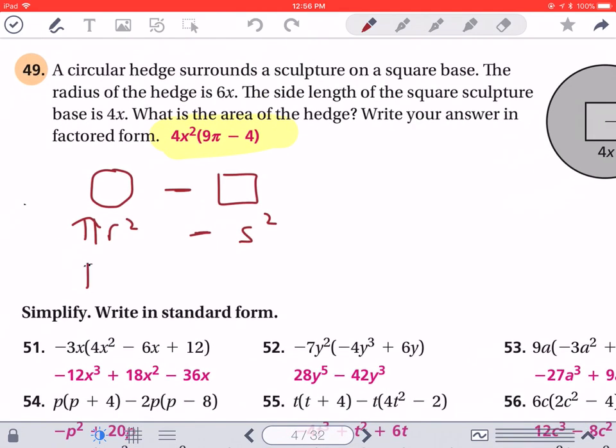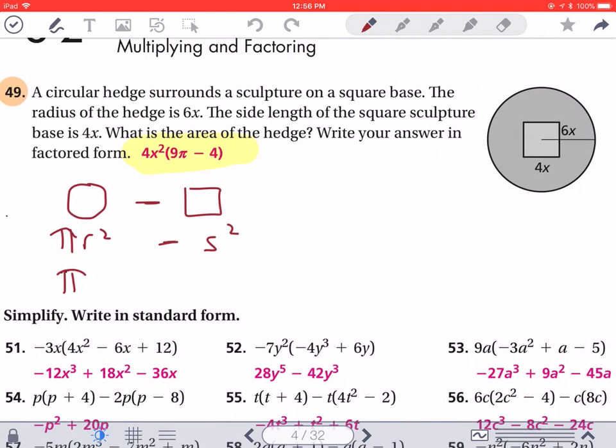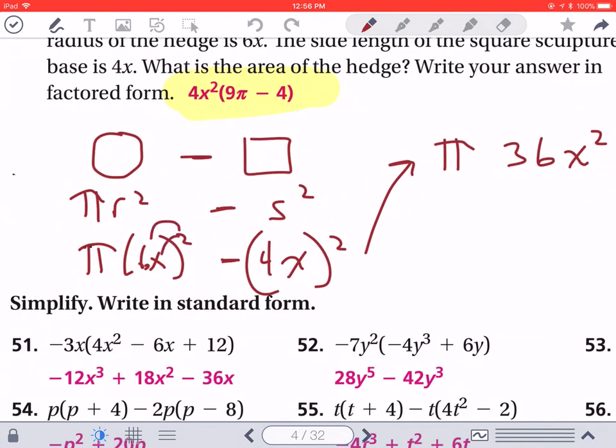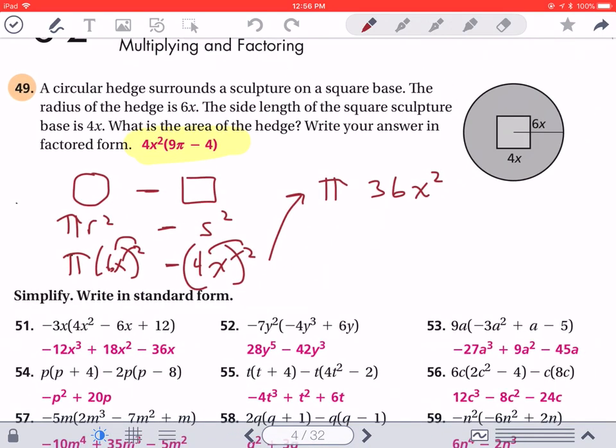And this is going to be pi times 6x, the radius is 6x, squared, minus the square is going to be 4x squared. Let's go over here with it now. So this is going to be pi times 36x squared after I distribute this squared here and here. And this is going to be minus 16x squared. All right, and I can kind of rewrite this as 36 pi x squared minus 16x squared.